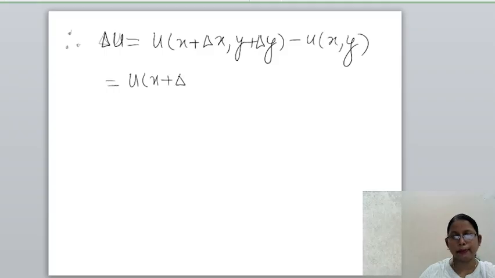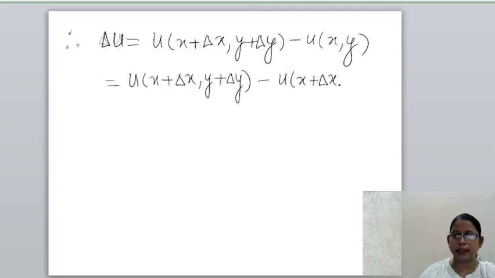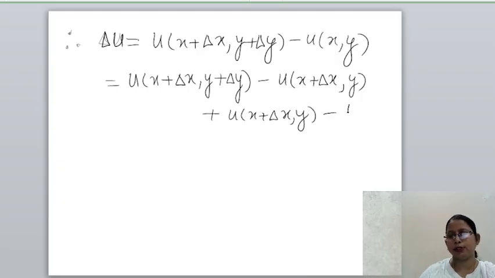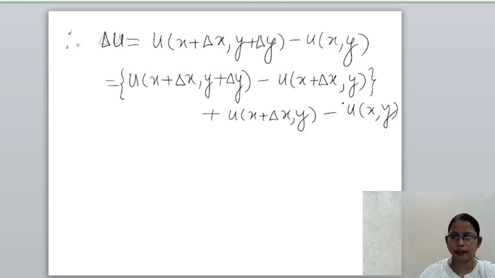Now next I am adding and subtracting a term on the right hand side of the equation, so it will not create any change. That is u(x plus delta x, y). Then I am adding u(x plus del x, y) minus u(x plus del x, y). This cancels out and we are left with the right hand side of this equation. Then we rearrange the terms and put brackets here.